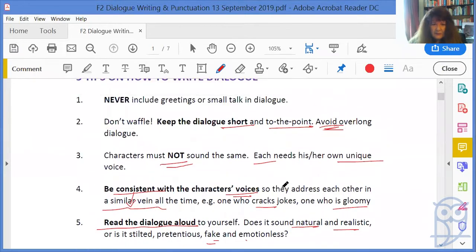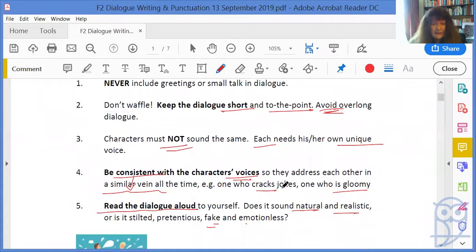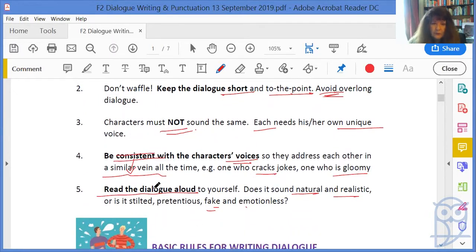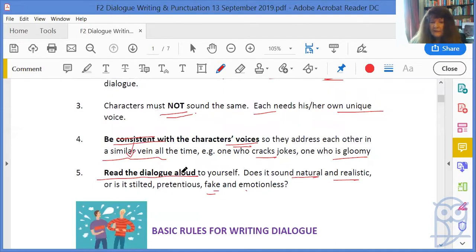Okay, so that's just how to write dialogue briefly and simply. Keep the dialogue short and to the point. Characters shouldn't sound the same. They should have their own unique voice, and you must be consistent, keep it the same the whole way through. And just to check it, read the dialogue aloud to yourself, what you've written. Okay, and if it makes you bored, what do you think it makes the reader?